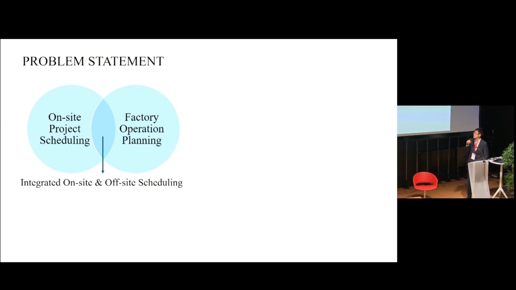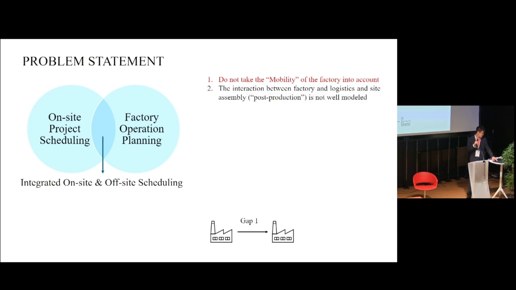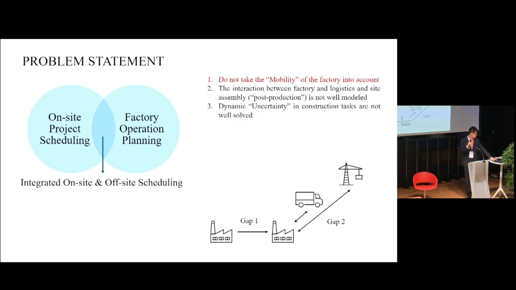The literature review indicates there's a lack of integration between the on-site project scheduling and the factory operational planning. Our research looks at three specific gaps. First, the mobility of the factory is usually not taken into account. Second, the interaction between the factory and the logistics and site assembly, or we can call it the post-production process, is not well modeled. And the third problem is that dynamic uncertainty in the construction tasks, especially the on-site construction tasks, is not well solved.